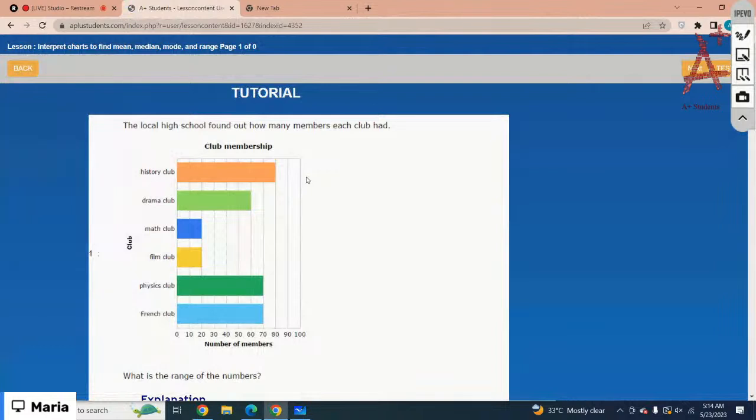The local high school found out how many members each club had. What is the range of the numbers? You have to calculate the range. So you just have to read the values from the graph. Got it?